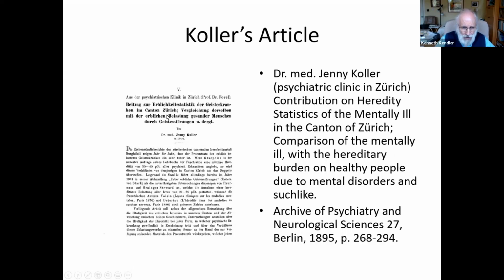Here is what her article looks like. This would be a translation. She was at that point working in Zurich. I'll give a brief biography in a minute. The title is Contribution of Heredity Statistics of the Mentally Ill in the Canton of Zurich. Comparison of the mentally ill with the hereditary burden on healthy people due to mental disorders and such like. We can see that people wrote longer titles in those days for articles than we do today. And this was a relatively prominent journal based in Berlin, actually, even though she was Swiss.